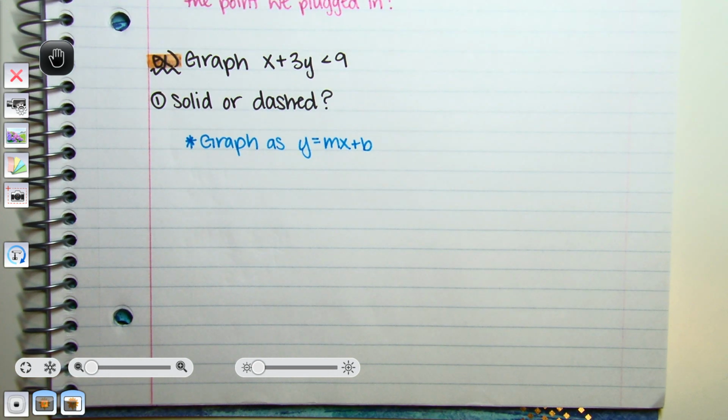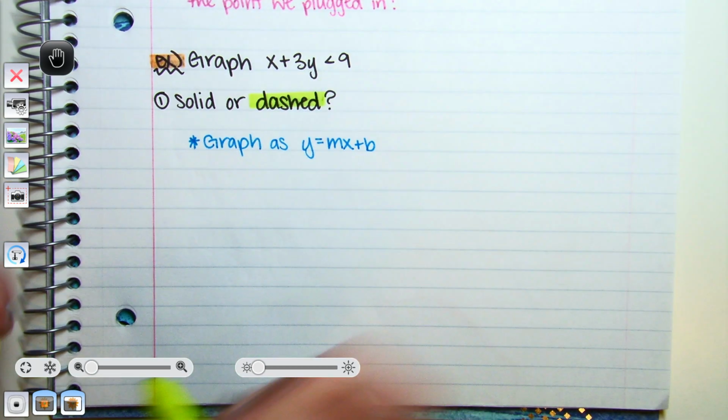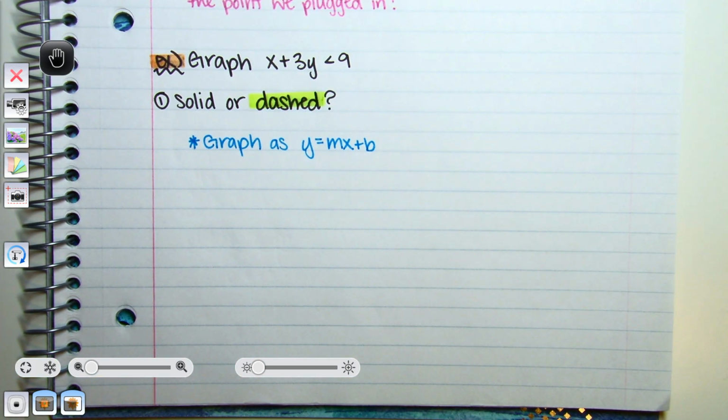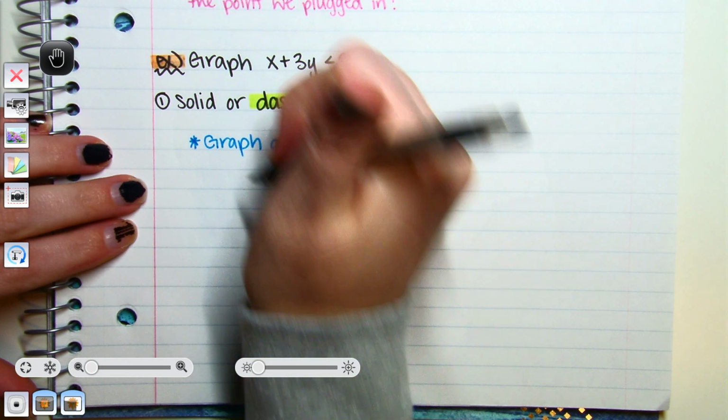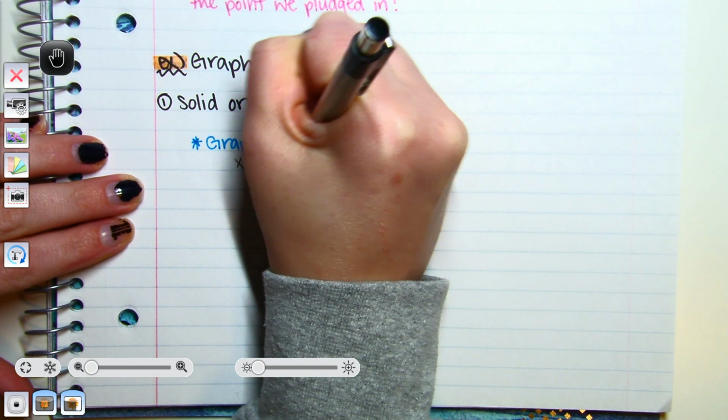So first things first, solid or dashed? Good, you should have said dashed. This one is less than. It does not have that little or equal to line, which means it is dashed. All right, now we want to put this in the form y equals mx plus b. So right now we have x plus 3y is less than 9.